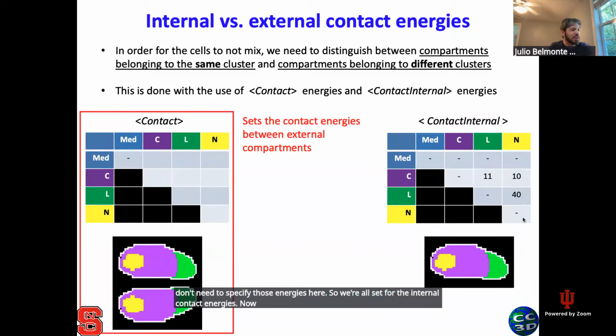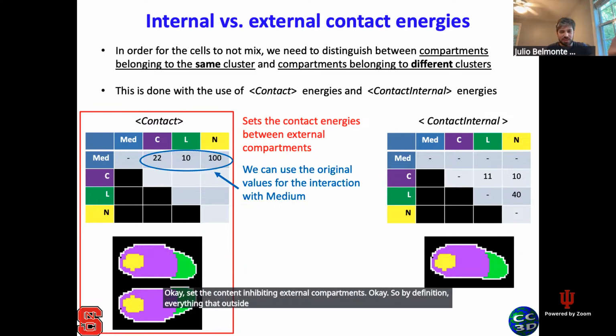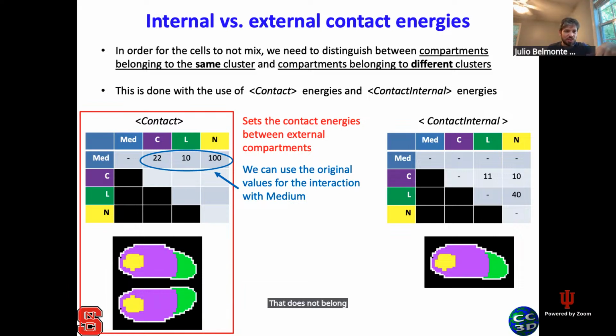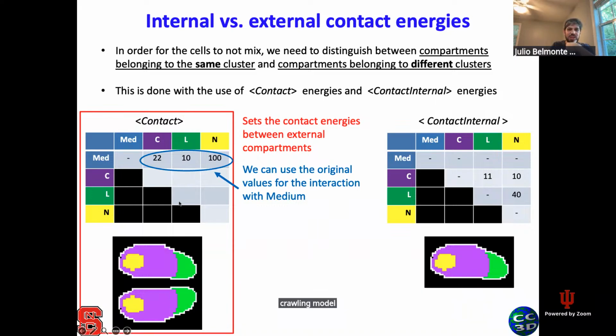Now, the external contact energy, or the regional contact energy that you see in our XML, sets the contact energy between external compartments. By definition, everything outside the compartments, in contact with the medium, is always an external compartment that does not belong to any cell. So by definition, the contact with medium and all compartments is external. So here you can just copy the values that we used for the cell crawling model, which is here.